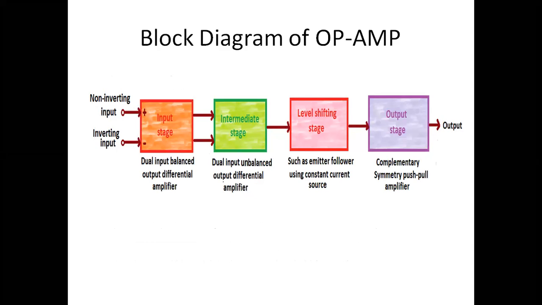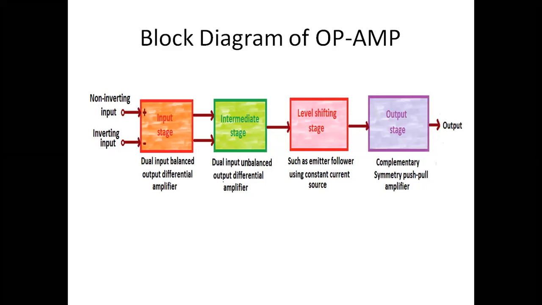Now we are supposed to study the block diagram of the op-amp. If you see, we are giving the op-amp input at the inverting and the non-inverting terminals. So here we can say the input stage can be used as a dual input balanced output differential amplifier.